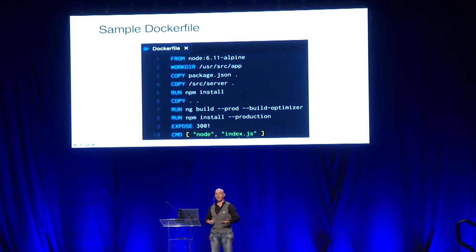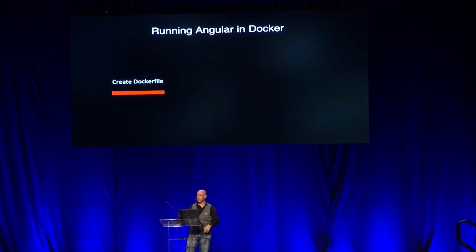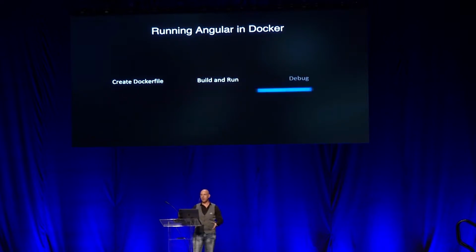It's basically all the steps I would have to do locally. I've just written them down inside of a Docker file. So it knows, hey, this is what you do manually now. Go ahead and automate this. By doing this, we can automate this for local or for production. So reviewing the steps that we're going to do here, we're going to create the Docker file, we're going to build and run, then we're going to debug this locally.